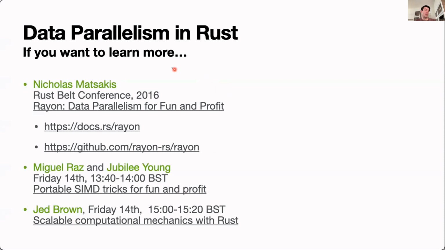And on top of everything that I've shown, Rayon also has APIs for building your own parallel algorithms. So if one of the 100 parallel algorithms that Rayon provides doesn't do what you need and you have to build your own, Rayon also has APIs to enable you to do that in a safer way. And there are other types of data parallelism in Rust. Tomorrow, Miguel and Julie are going to be talking about portable SIMD, so if you want to learn about that, don't hesitate to check out their talk. And I think Jed is going to be covering MPI a little bit in their computational mechanics in Rust talk. And if they weren't planning to do so, maybe they will do that now. So I think that was it for Rayon.